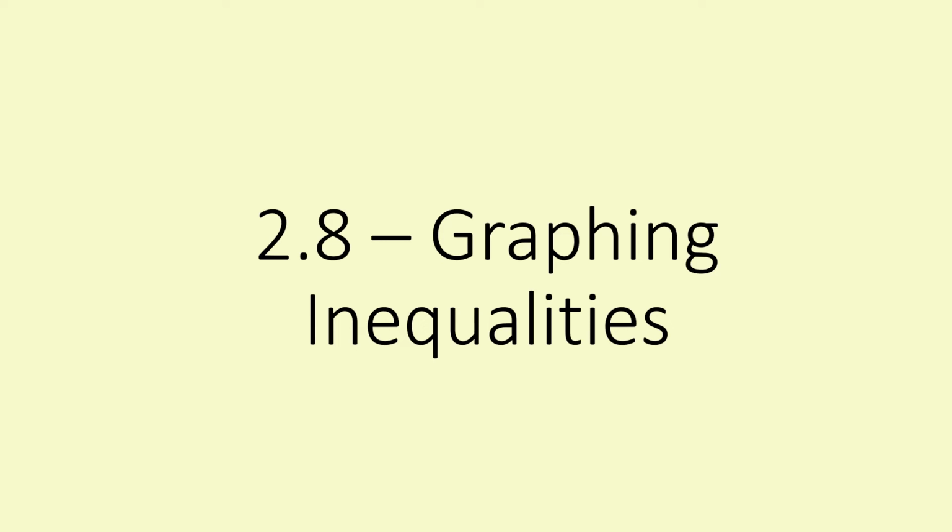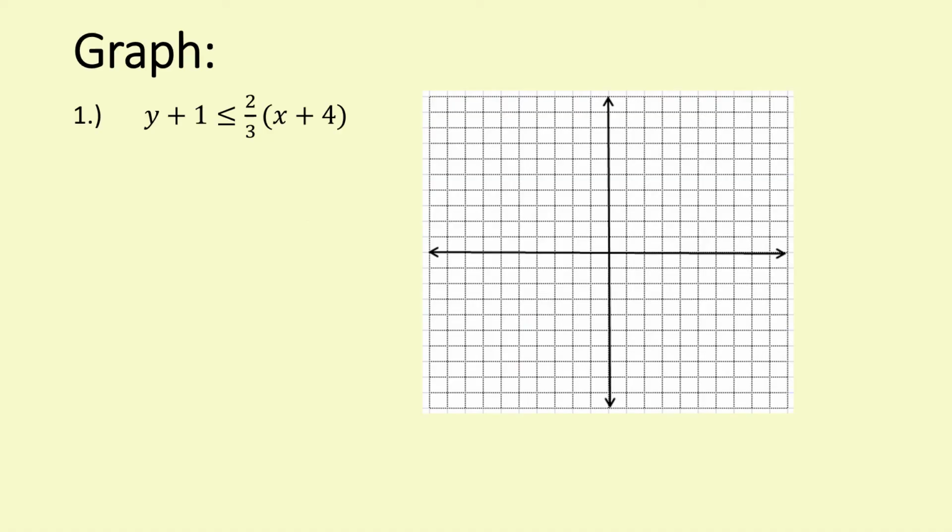Section 2.8, Graphing Inequalities. These are largely just more graphing problems with two exceptions. To start, once they become inequalities instead of equations, there's going to be shading involved. We're going to color in part of the graph. And second is that we always want to look at the sign and determine whether or not we want to have a dotted line or a solid line. So first step, let's graph the line.